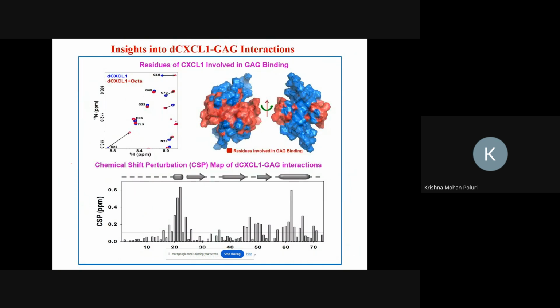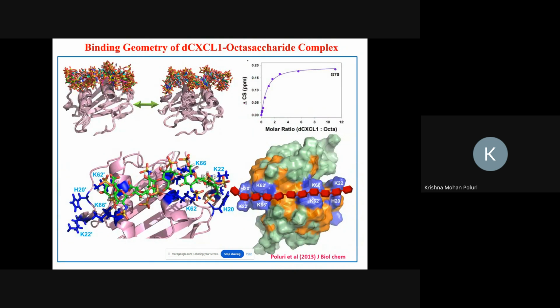Now you take a ligand and you add it. Here a small carbohydrate octasaccharide is added. So when you add it, these are the residue numbers. You see, here it is binding, here it is binding, here it is binding. When you put it on the structure, the red patch is where it is actually binding. It is not binding on this surface, it is binding on this surface. If you calculate the structures, this is how it looks: you have the protein and the carbohydrate is nicely sitting on top of it.